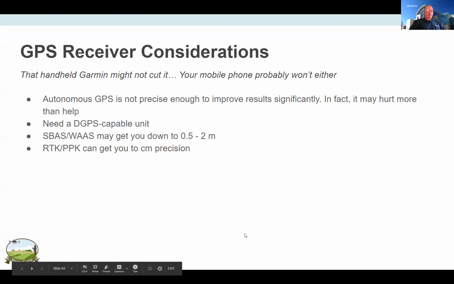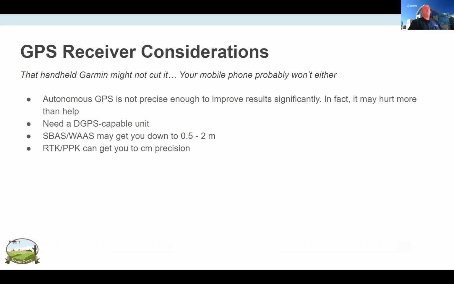So let's talk about GPS equipment and what works and what doesn't, and what to think about when shopping. Autonomous GPS is just really not going to do us much good in terms of improving our results. In fact, if we get our positions for our ground control points using autonomous GPS and give that to the software, we may actually make things worse instead of better.